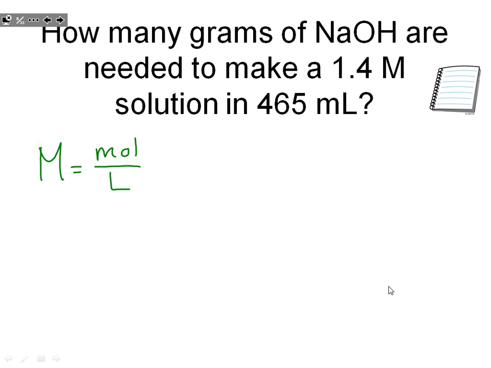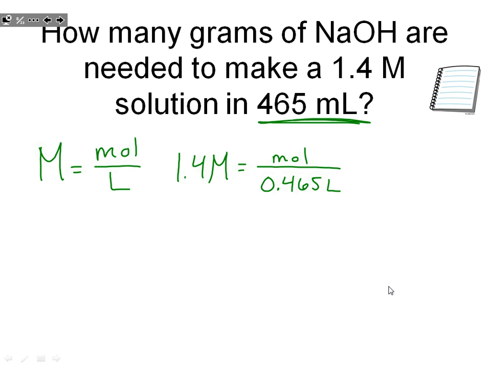Okay, so it says I have 1.4 molarity. I'm going to just write it where it would be. So that's my molarity. And I have 465 mils. Again, the equation is written with units. So I'm not writing 465, I'm writing 0.465 liters. And that means I don't know moles. In fact, I'm going to write that in a different color.